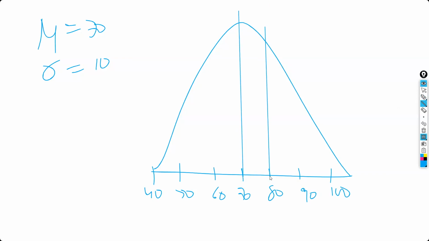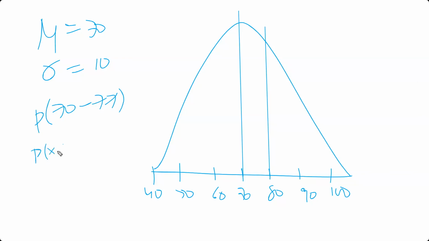70 to 76. 70 to 77. Not 76 or 80. 70 to 76, 70 to 77, 70 to 78. For all these questions, can you get the answer from this formula? 68, 95, 99.7? No. In that case, the z-score will help. For z-score, whatever question you ask, 70 to 77, okay.